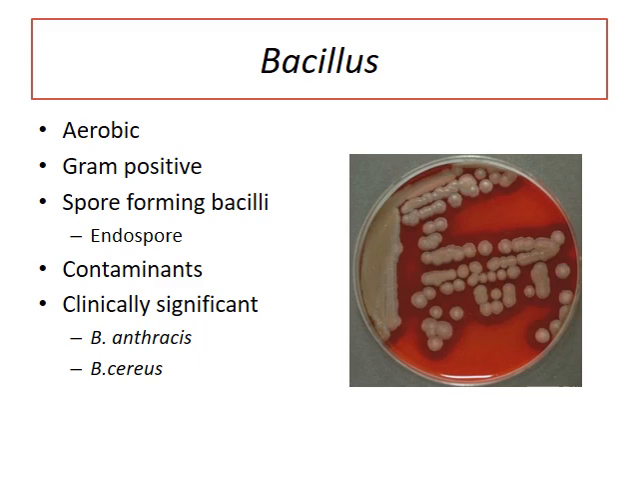So we're going to start with Bacillus, which is an aerobic gram-positive spore-forming bacilli. It does produce an endospore, so there's a spore within the actual structure of the rod. It is aerobic and a pretty large bacilli. When you look at it, it's pretty large. This is almost always a contaminant.